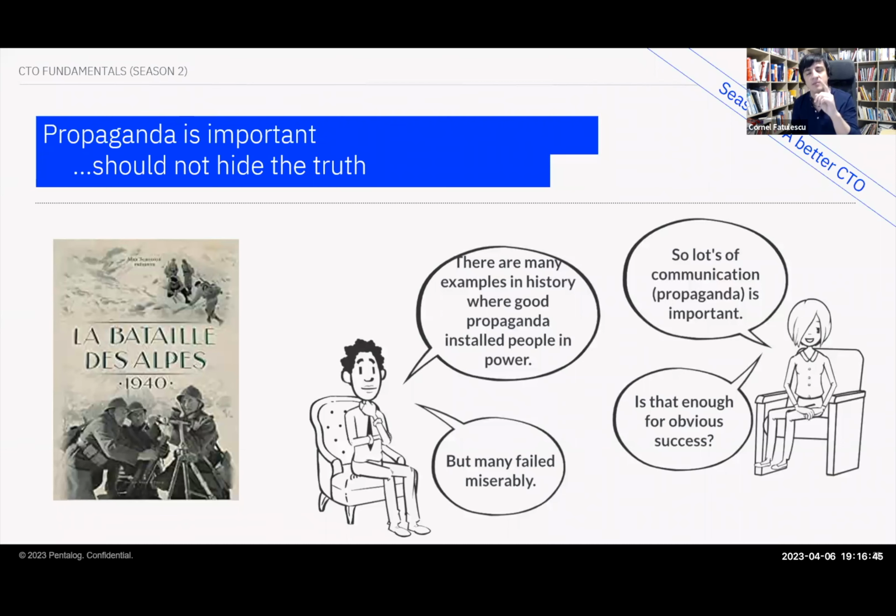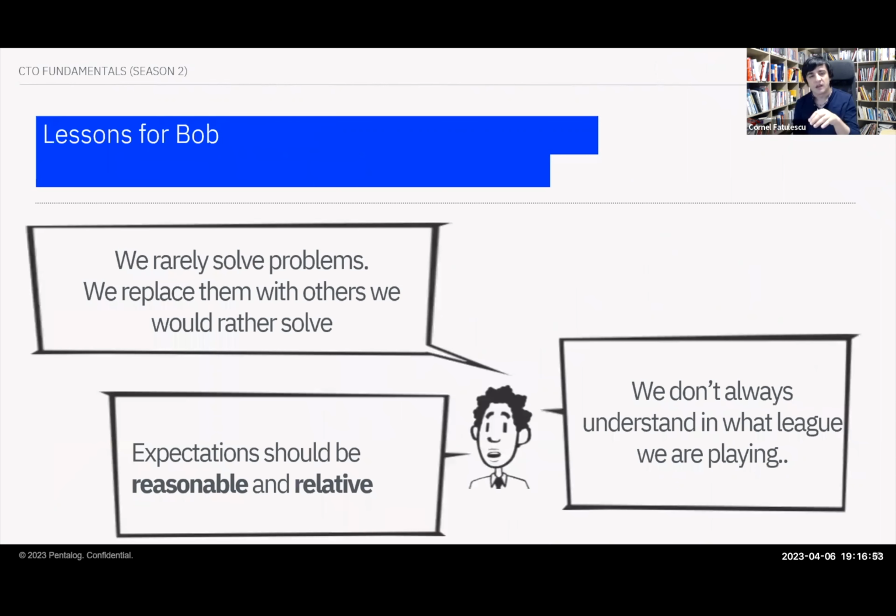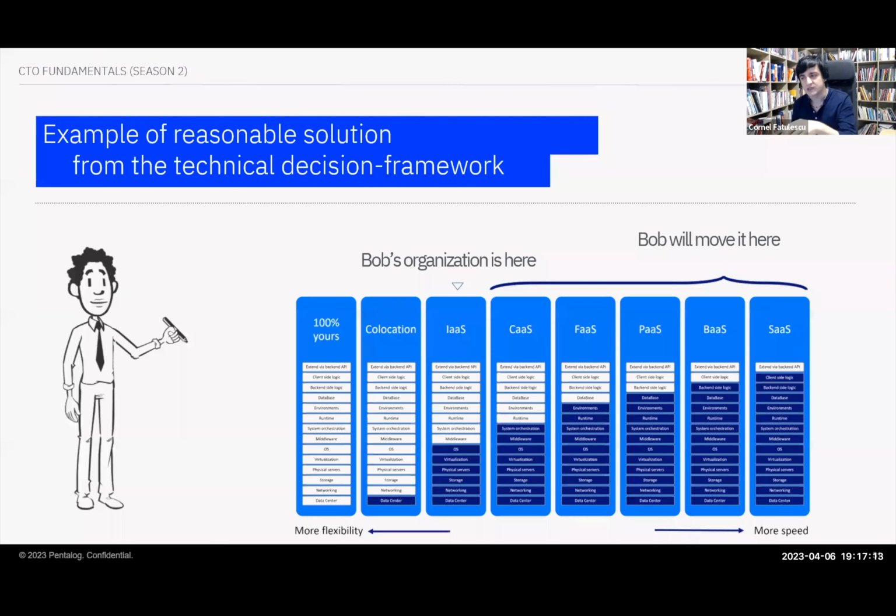What's reasonable? The key here is not the league necessarily when he's playing. What's reasonable for our organization to work on? So he's getting back to his notes and he says, okay, we rarely solve problems. We replace them with others we would rather solve. We don't always understand in what league we are playing, but expectations should be reasonable and relative to decisions and the context.